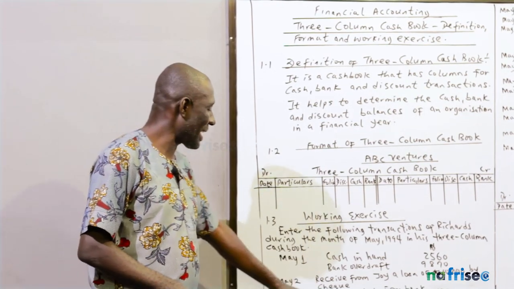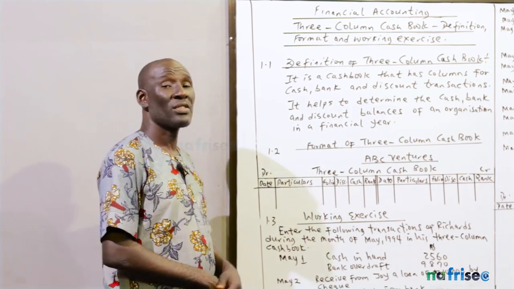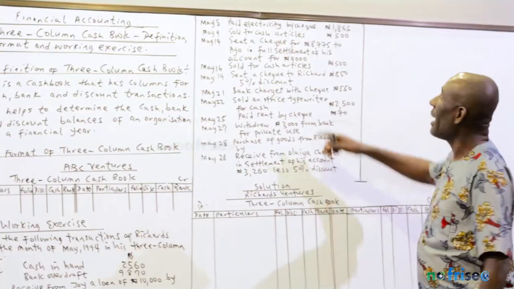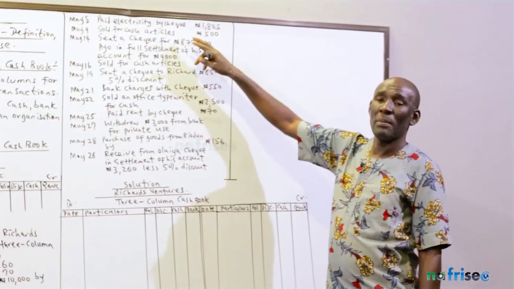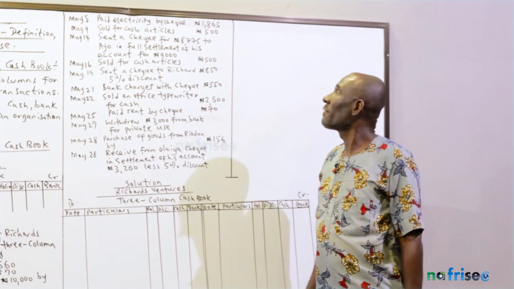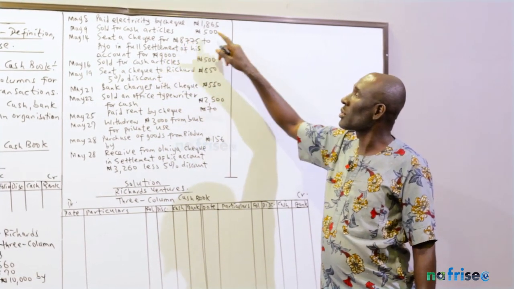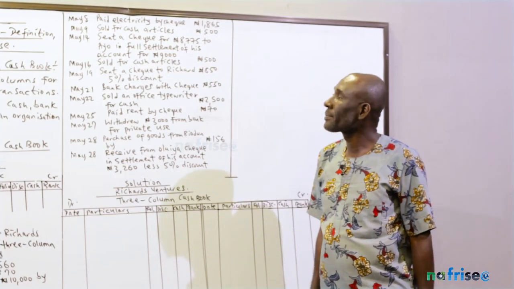May 6, paid cash to Ayo 670 naira. We shall see how the transaction is recorded in the 3-column cash book. May 8, paid electricity bill by check 1,865 naira. May 9, sold for cash articles 500 naira.